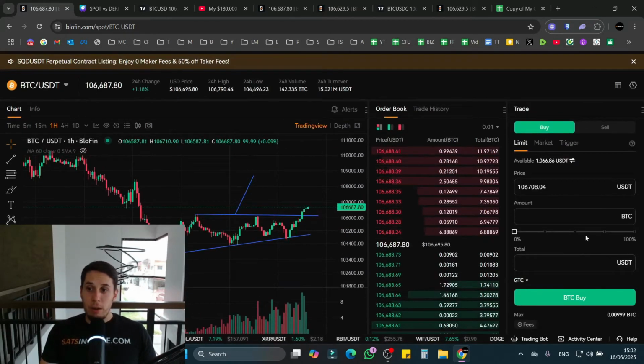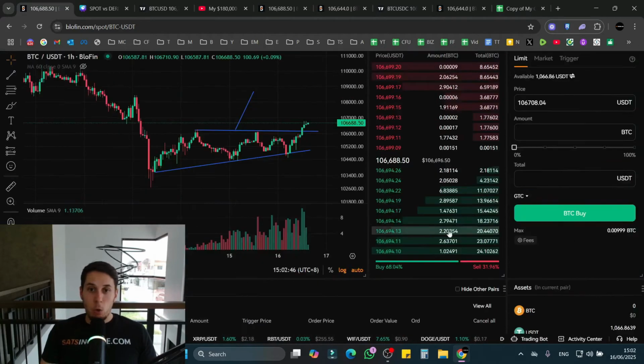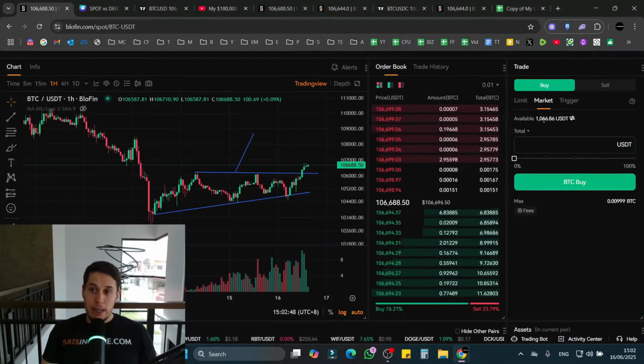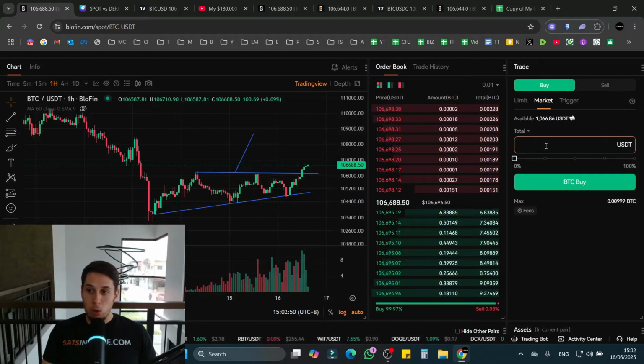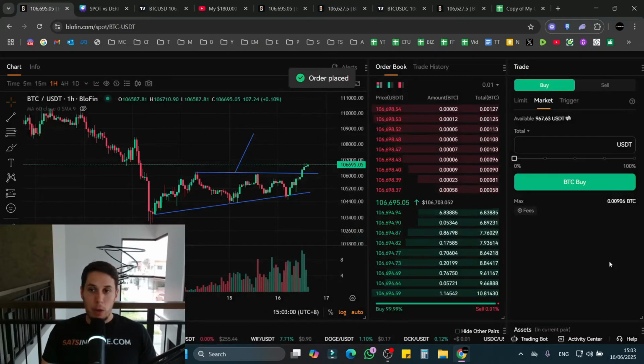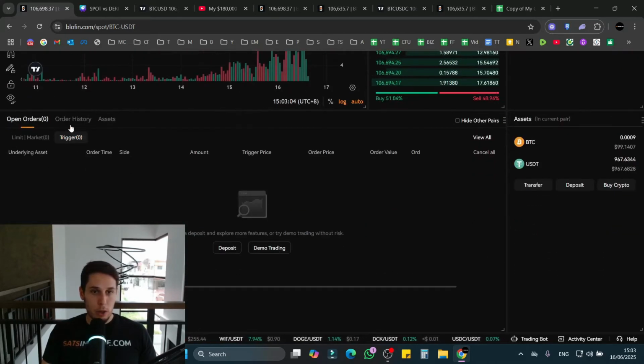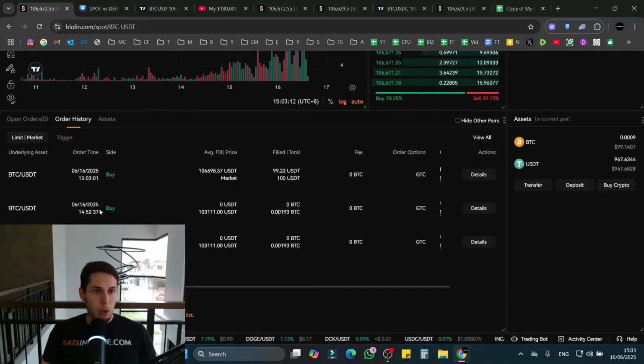Now, the last thing that we have to talk about here is a stop loss. You guys always want to trade with stop losses. So I want to show you how to place a stop loss when you trade spot. For this, we're going to enter a small trade, something like a $100 trade on Bitcoin. We're going to enter it with a market order. So let's buy the Bitcoin. Bam, order placed.